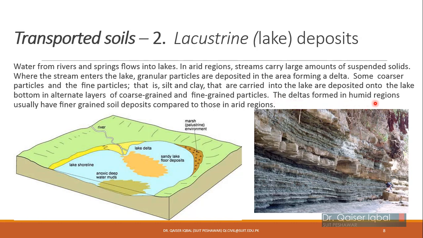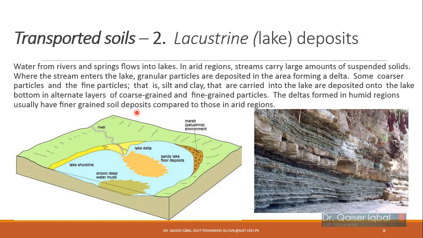The deltas formed in humid regions usually have finer grained soil deposits compared to those in arid regions. In arid regions, they've got coarse grain particles in the lacustrine deposit. In the humid regions, they've got fine grain particles in the deltas or the lacustrine deposits.